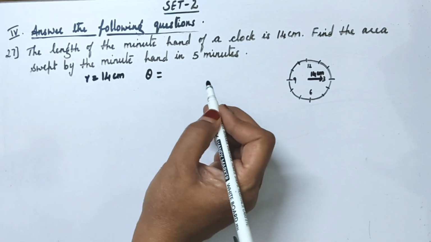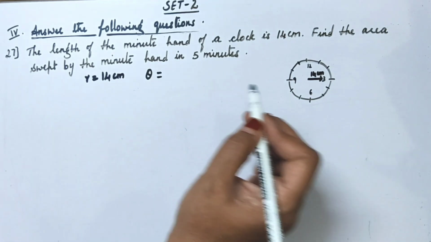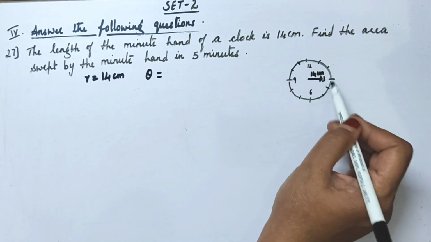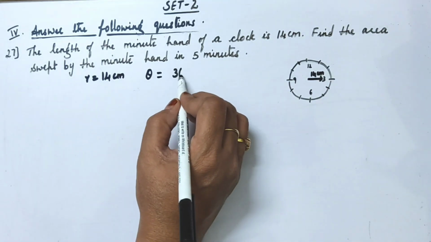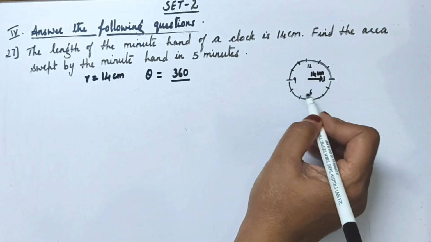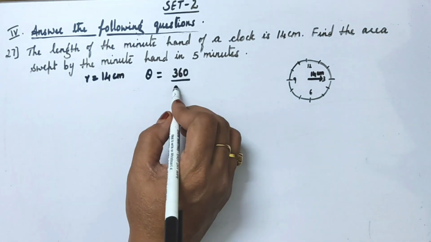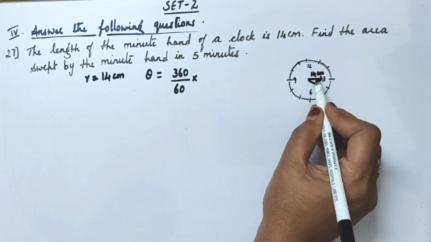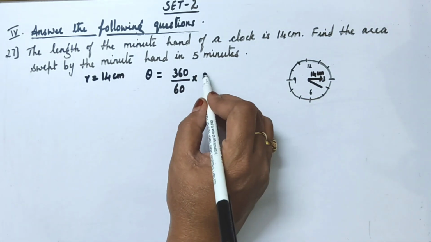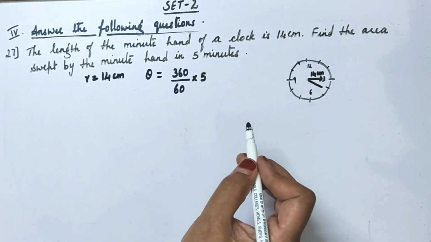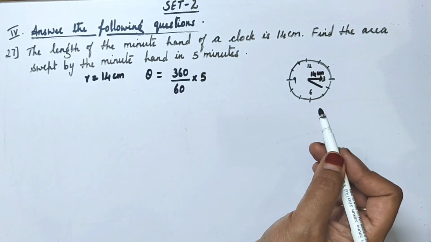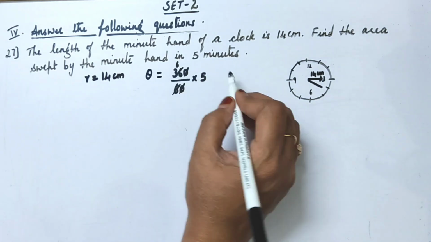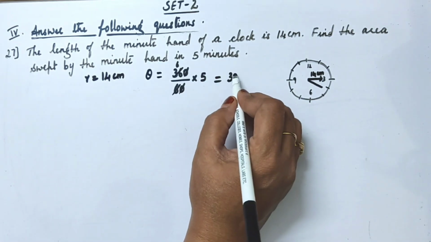So theta is not given. We need to find out the value of theta. We know the clock is circle in shape. If it is a circle in shape, the degree is 360 upon 60, as we have 60 minutes in a clock, and the area swept from here to here is 5 minutes. It has swept 5 minutes here. We need to find out the area, students. Now 0 0 cancels, 6 1s are 6, 6 5s are 30 degrees.